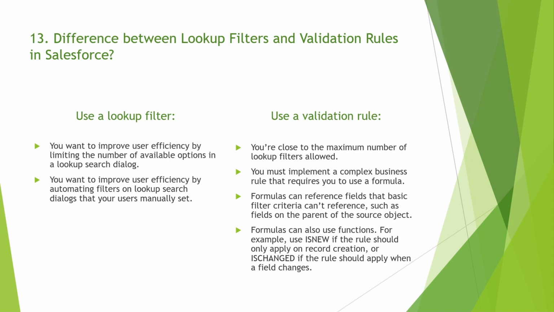Use a validation rule when you're close to the maximum number of lookup filters allowed. You must implement a complex business rule that requires you to use a formula. Formulas can reference fields that basic filter criteria can't reference, such as fields on the parent of the source object. Formulas can also use functions. For example, use ISNULL if the rule should only apply on record creation, or ISCHANGED if the rule should apply when a field changes.